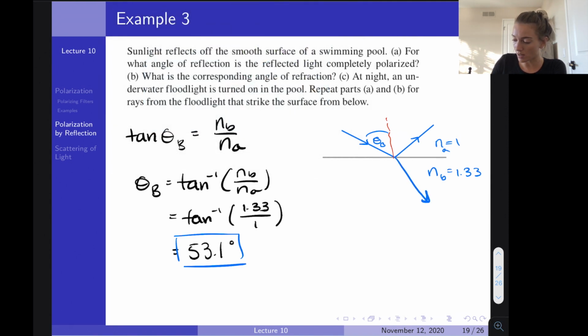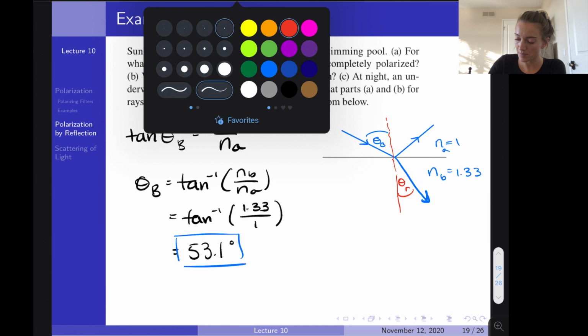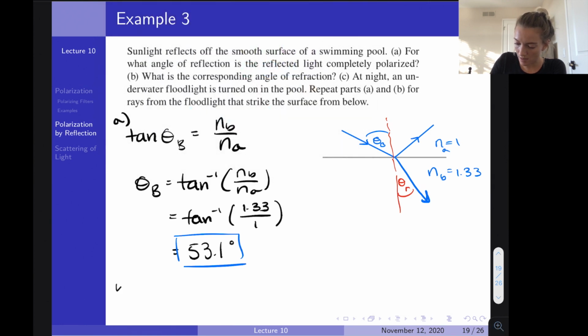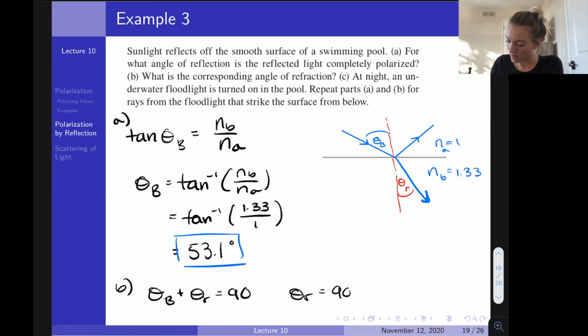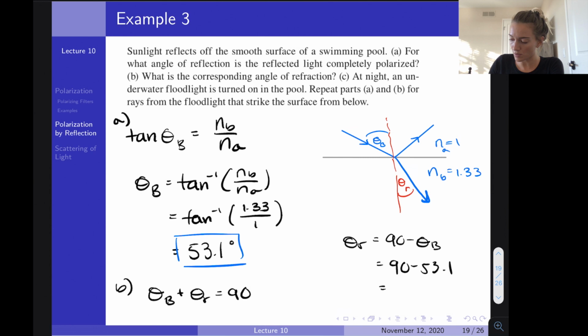Okay, so now for part B, we want to know what is the corresponding angle of refraction. So, how much did the light refract when it went into the pool like this? So what is this here? Well, that part is easy because we know that the Brewster angle plus the angle of refraction will be equal to 90 degrees. So all we have to do is solve for theta_r. So theta_r is 90 minus the Brewster angle, which is just 90 minus 53.1. So we get 36.9 degrees for our angle of refraction. Okay, so that's it for part A and B.